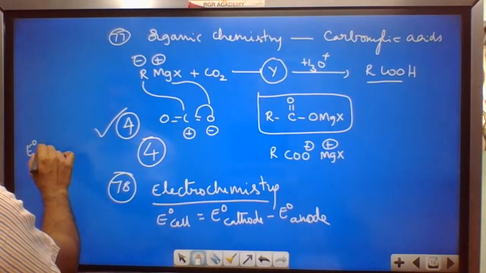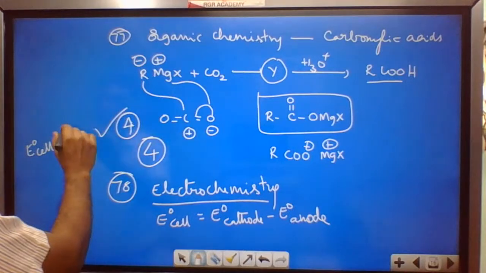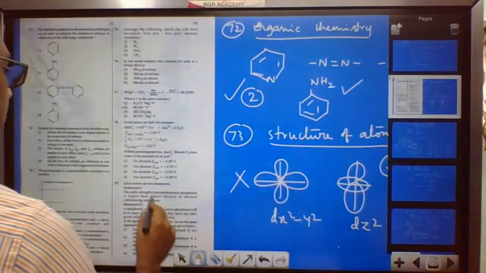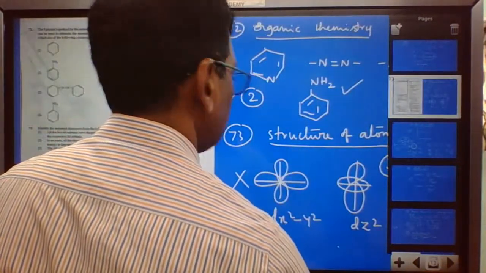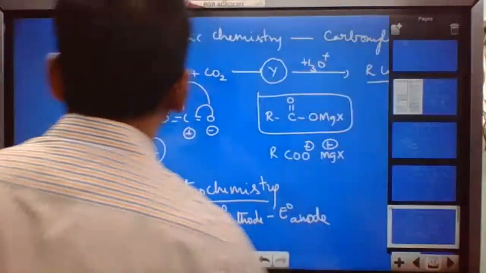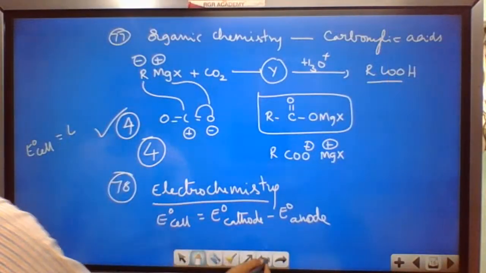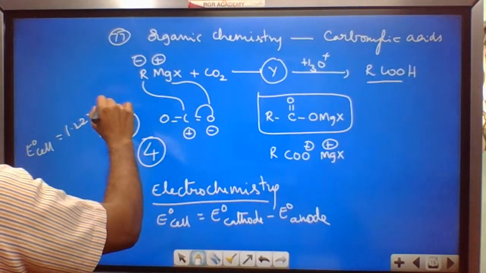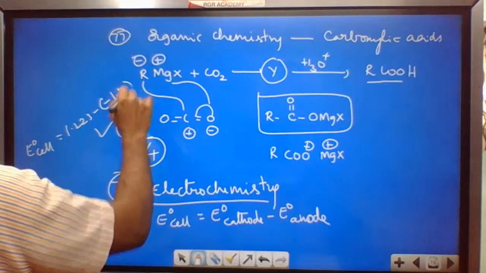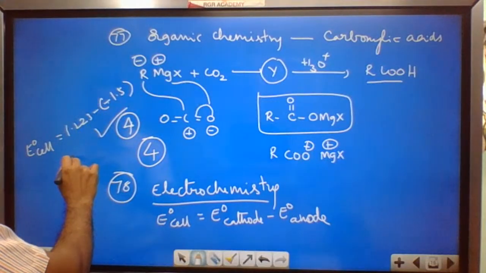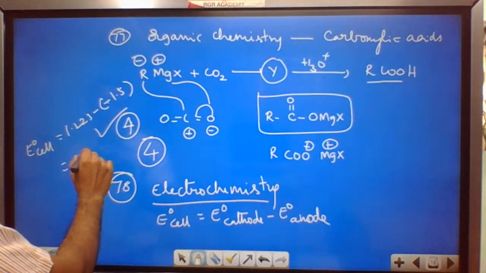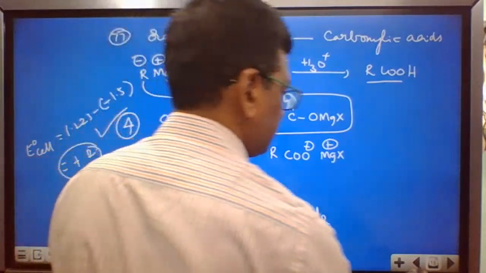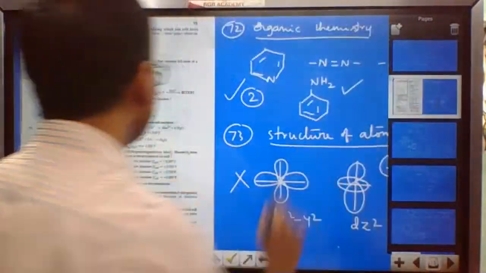E0 cell is equal to E0 cathode. How much they gave? E0 cathode is plus 1.223, minus of minus 1.5. So minus into minus is plus. So plus, we are going to get 2 point something. So plus means oxygen will be released. Oxygen will be released. So what is the question they are asking?